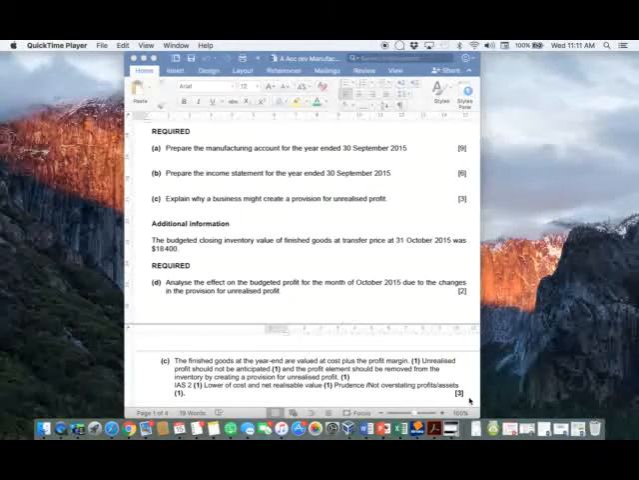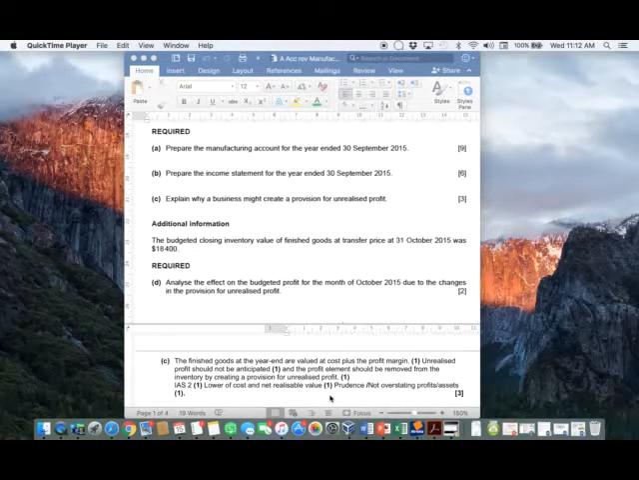Remember that we have so far valued our goods including the profit margin because we took that into account in our manufacturing statement. But because I've said to you that's not realistic, we therefore, point number 2, need to take into account that unrealized profit should not be anticipated. And therefore the profit element should be removed from the inventory by creating a provision for unrealized profit. That is an ideal answer.